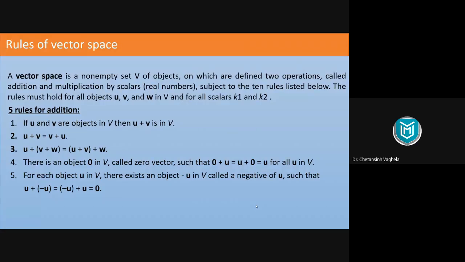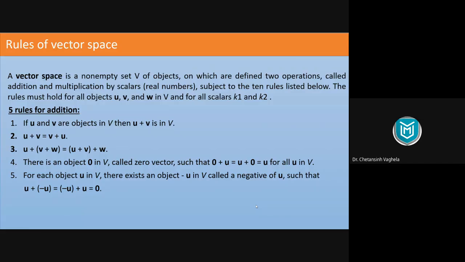Now again, this addition and multiplication, it's not always they are your usual addition and multiplication. They can be any different thing. You can define your own addition and multiplication for your data set. Right? So we should have two operations here, addition and scalar multiplication. And we have 10 rules which should follow in order to make set V a vector space. And these 10 rules are divided in two parts. First 5 for addition and the next 5 they are for scalar multiplication.